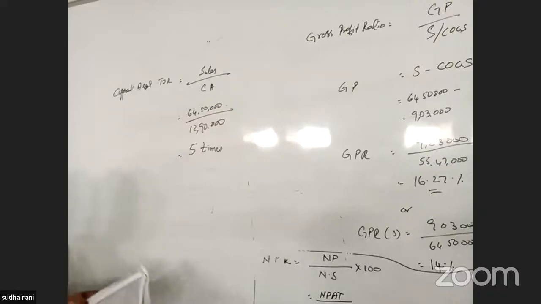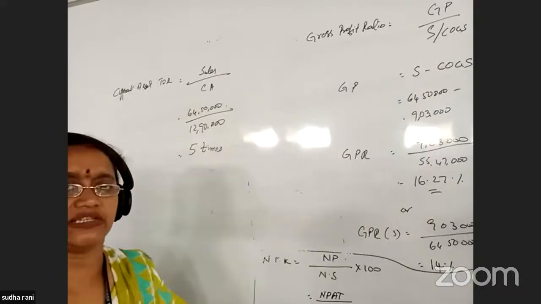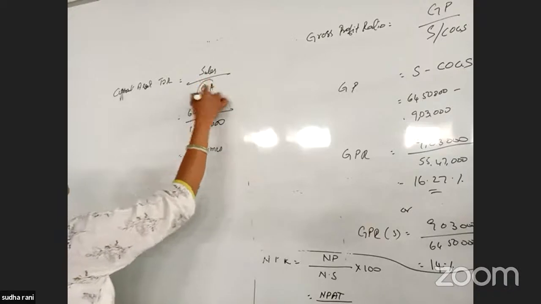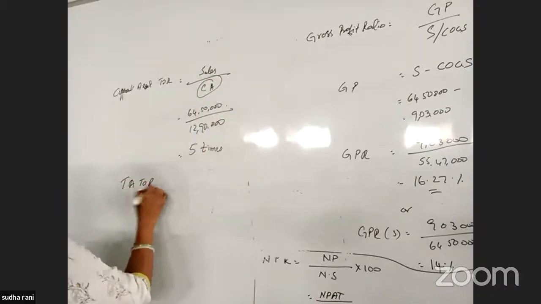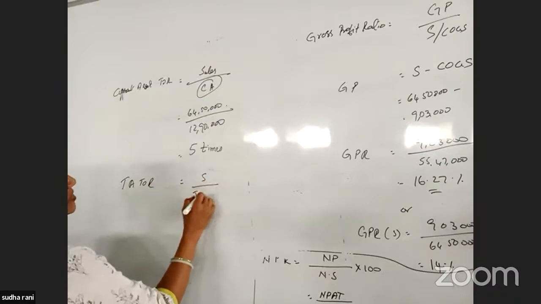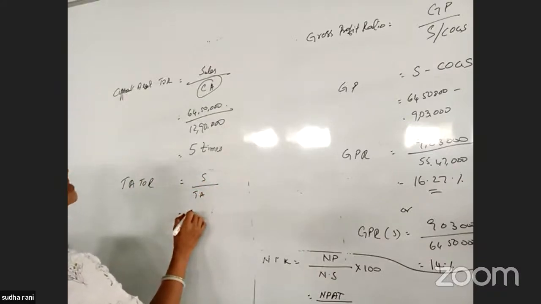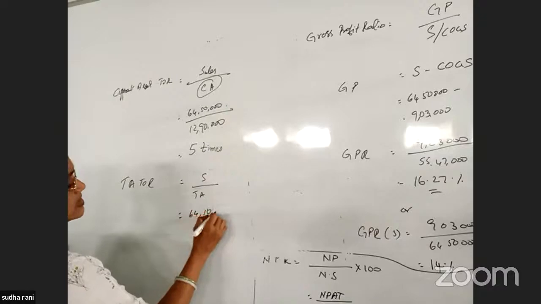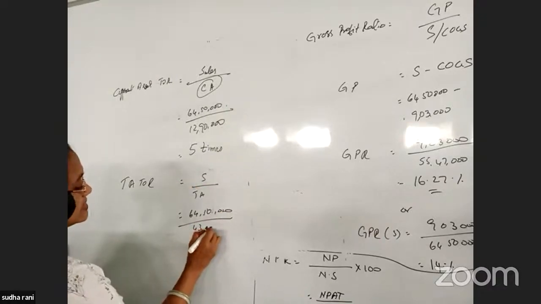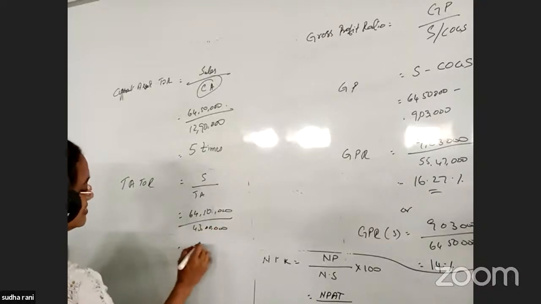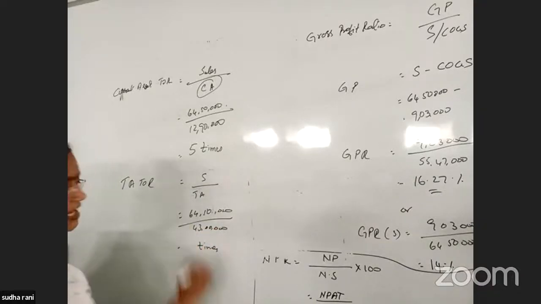Okay. The next one we have is the total assets turnover ratio. Total assets means you are supposed to take total assets. Instead of current assets, we take sales by total assets. Total assets turnover ratio is sales divided by total assets. So sales 64,50,000 divided by total assets 43 lakhs. Whatever answer you get, you should mention times.